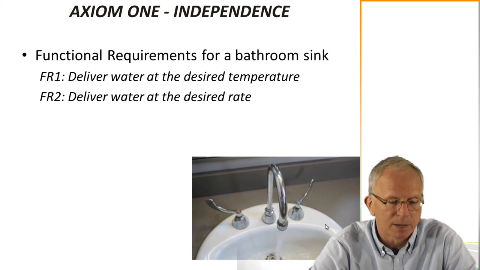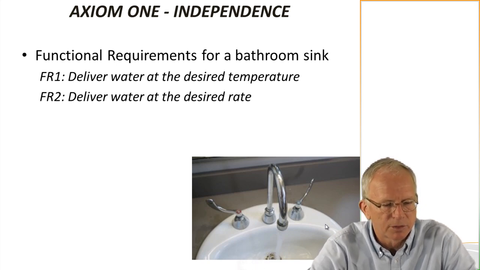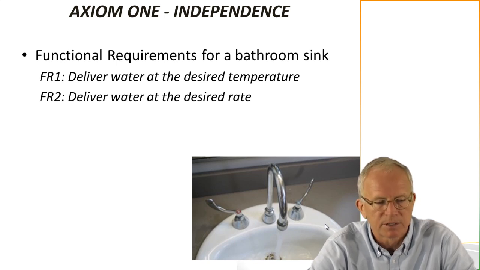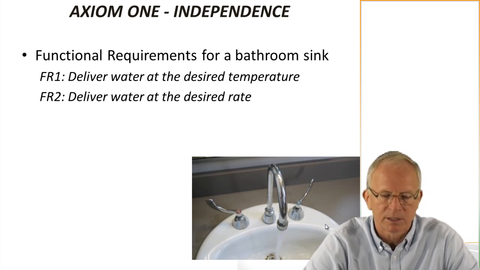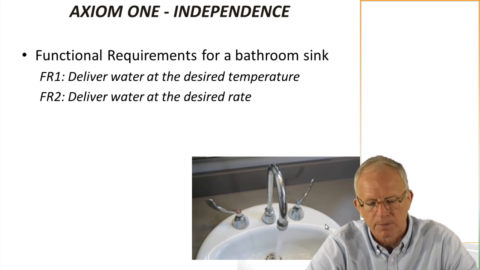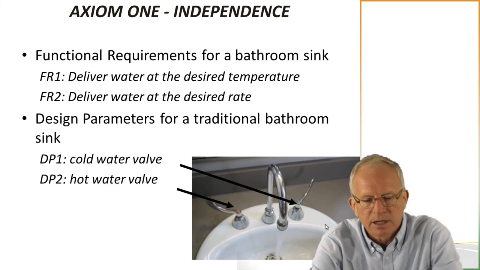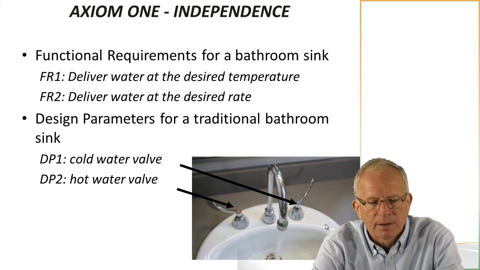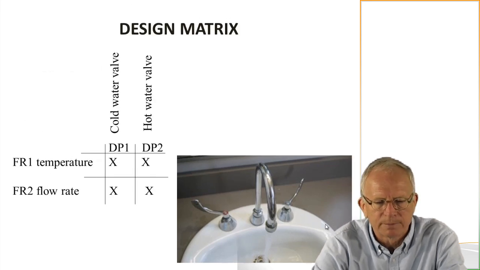Now, I should say this example comes from Suh's first book on axiomatic design, The Principles of Design, and it's kind of a classic in axiomatic design. So what are the design parameters for a traditional bathroom sink? Well, a cold water valve and a hot water valve. So is this good? Does it comply with Axiom 1?